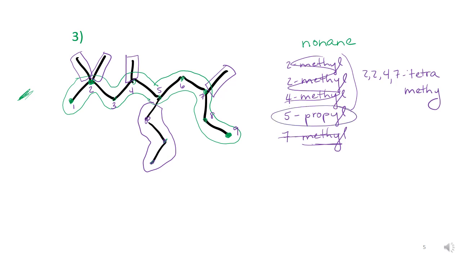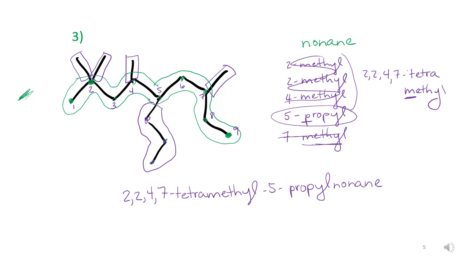So we need to alphabetize, and remember that we ignore the tetra. The M in methyl comes before the P in propyl. So our complete name is going to be 2, 2, 4, 7 tetramethyl 5 propyl. Oh, no dash there. Nonane. Remember, commas between numbers, dashes whenever you go between a number and a word. Again, you see it looks really complex, but it's not that hard if you just follow the method.